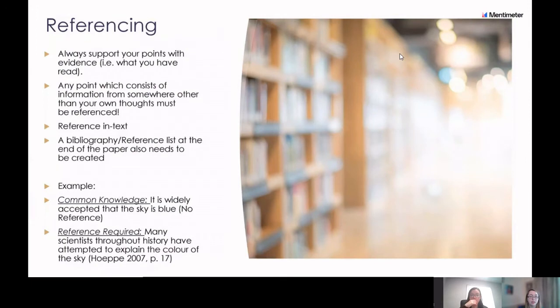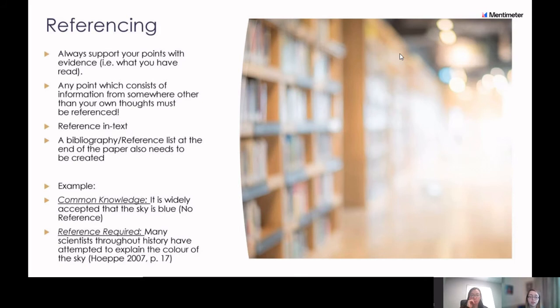And then moving on to referencing. I'm not sure if people have had to use referencing before, but it's always important to support your points with evidence. So what have you read? Any point which consists of information from somewhere else other than your own thoughts must be referenced. It can be referenced in text, and at the end, you would have a bibliography or a reference list, which also needs to be created. Depending on the type of reference and style, you'll call it a bibliography or a reference list.